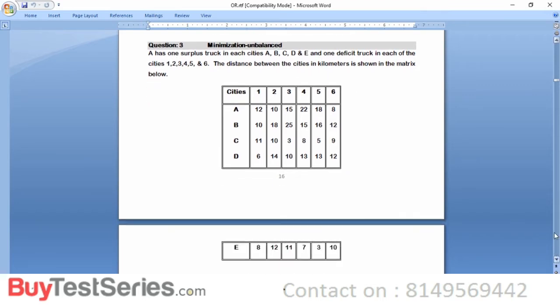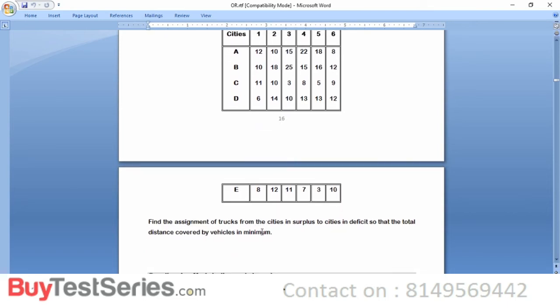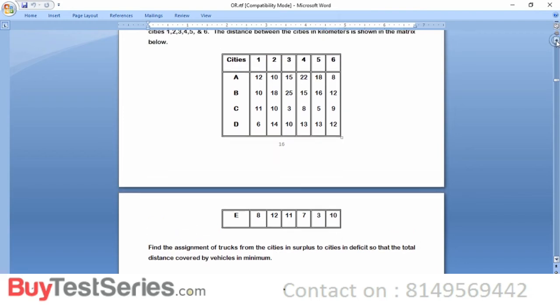And look at the question over here. You have 6 columns and you've got 5 rows. Okay, let's see what is asked. So it is unbalanced. Find the assignment of trucks from the cities in surplus to cities in deficit so that the total distance covered by the vehicles is minimum. So it is very clear in the question. He wants the total distance covered by the vehicles to be minimum, which means it is a minimization problem.